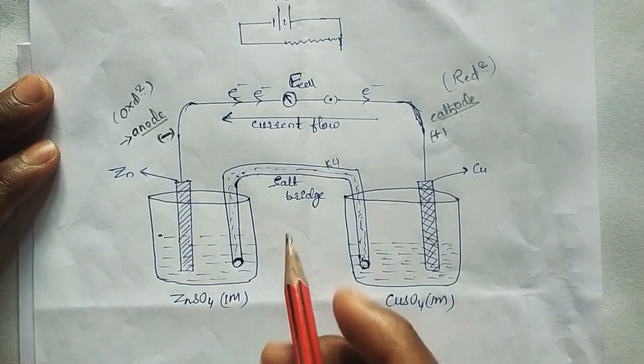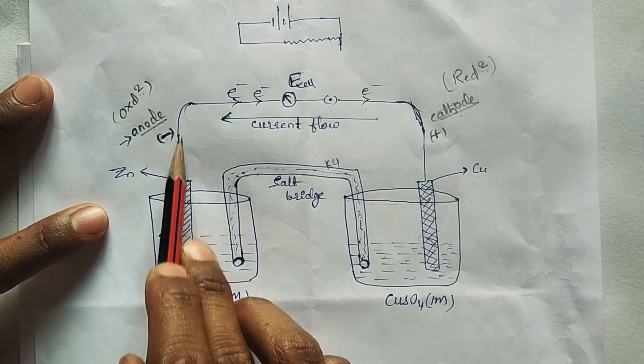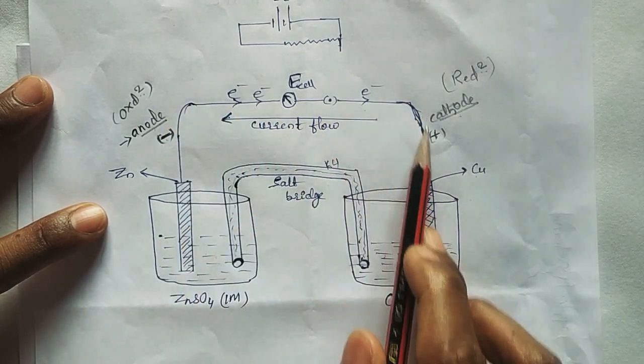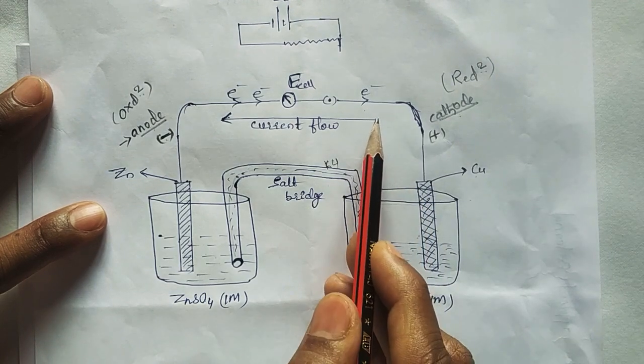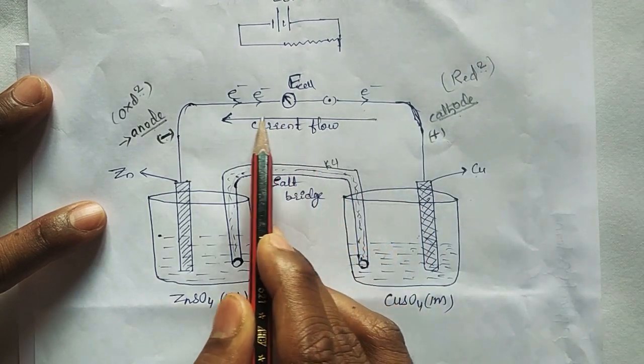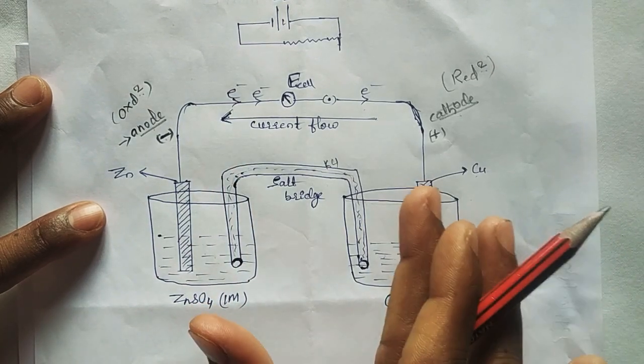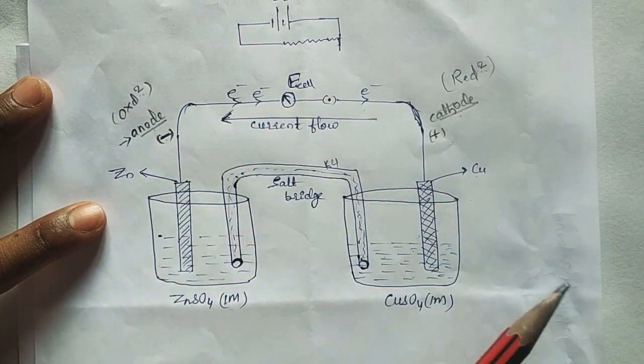Here the flow of electrons takes place from one electrode to the other, that is from the zinc electrode to the copper electrode, and by convention the flow of current is considered in the opposite direction. So these concepts we already know.